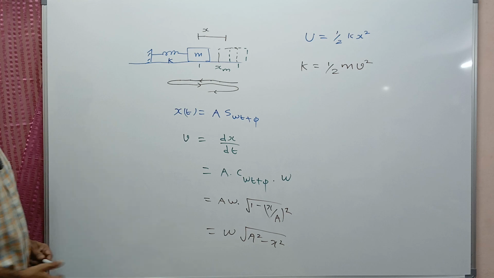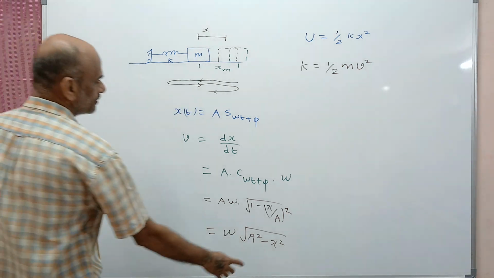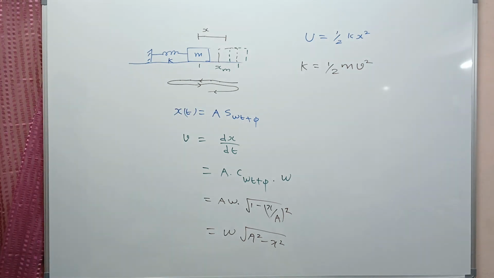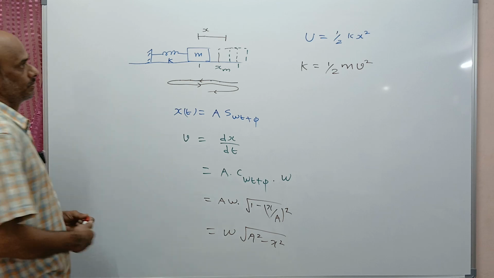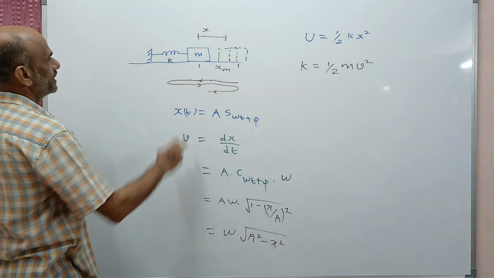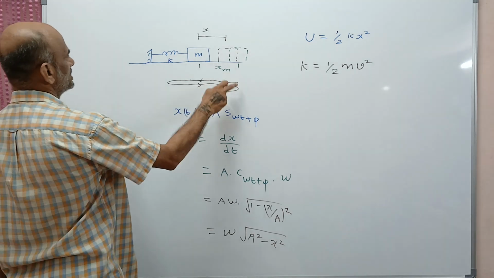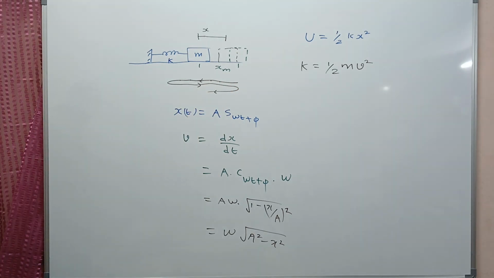So kinetic energy is maximum at this middle point. So if you put x equal to 0, velocity is maximum. So kinetic energy is maximum. But the potential energy is minimum at the mean position, maximum at the extreme position.